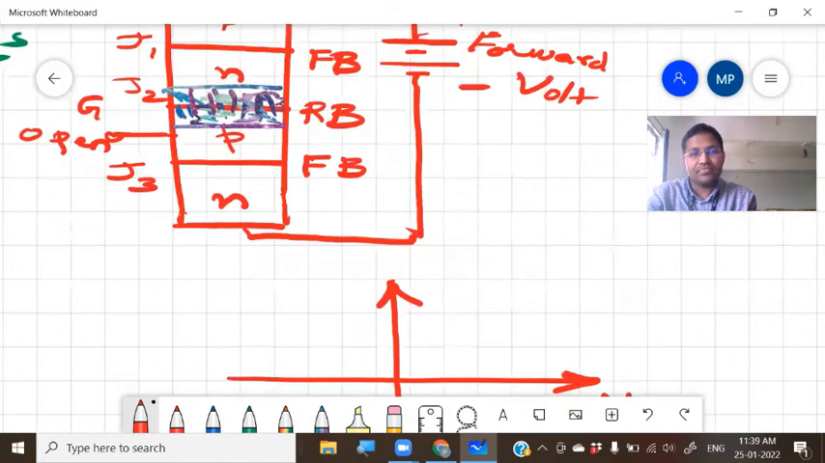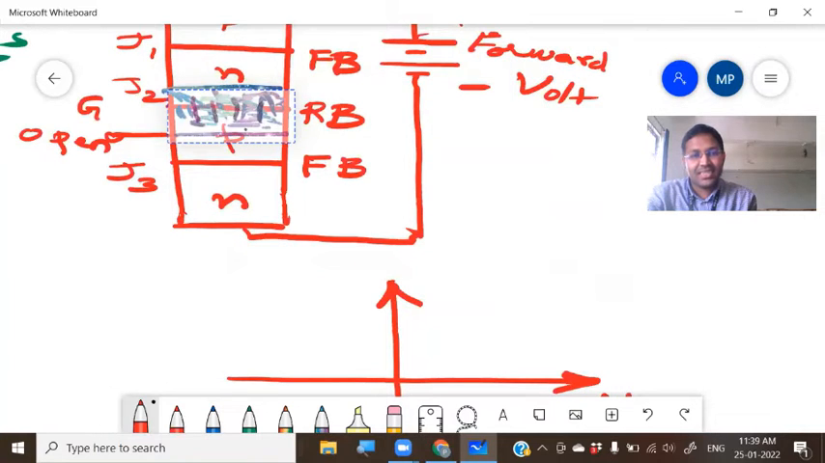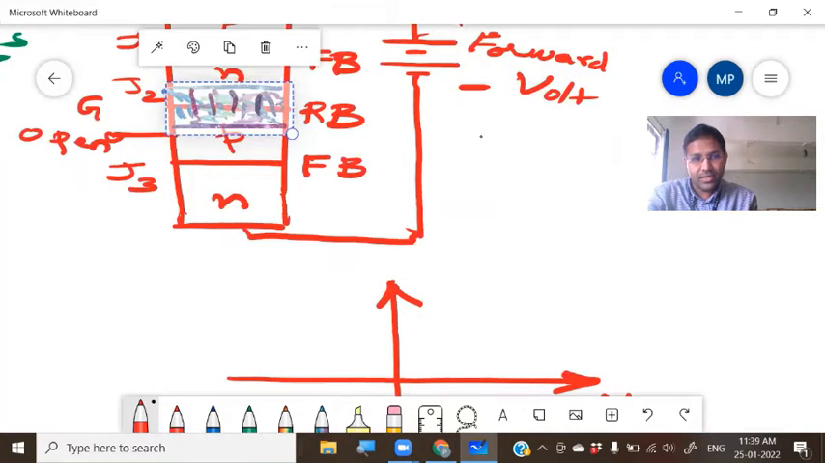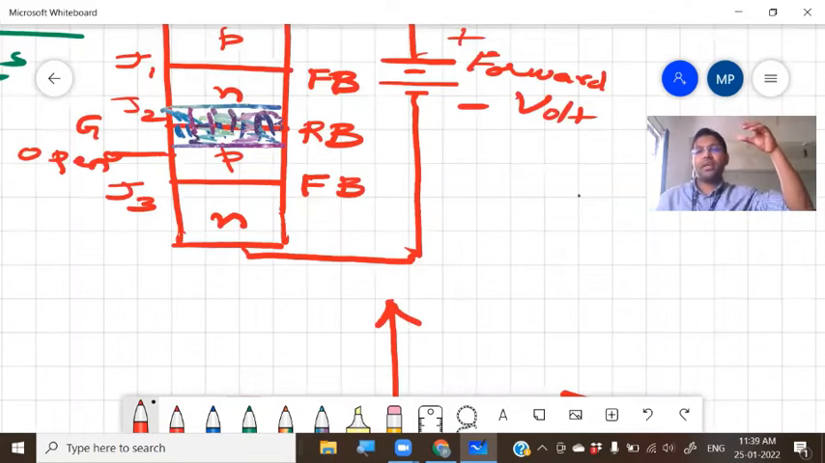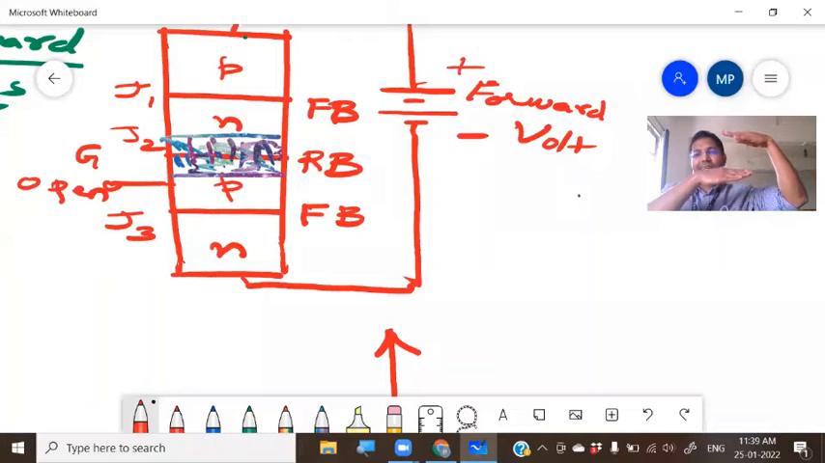Now, see, this junction is reverse biased. Suppose we have a pipe with three valves in series. If one of the valves is closed, the entire water flow is stopped. So because this junction is reverse biased, it will block the entire current.